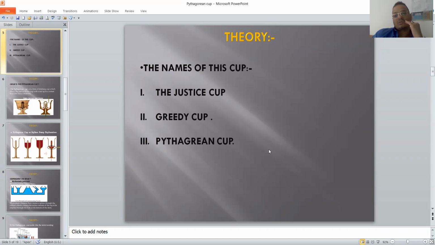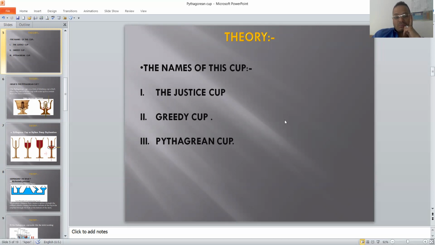Now let's talk about what this cup was, how it works, and which name was the famous one, and how many names belong to this amazing invention. Let's start with the name of this cup. This cup has 3 names, but the famous one is the Pythagorean cup. You can write it in Google Maps, Google Scholar, or Google Academy, the same name.